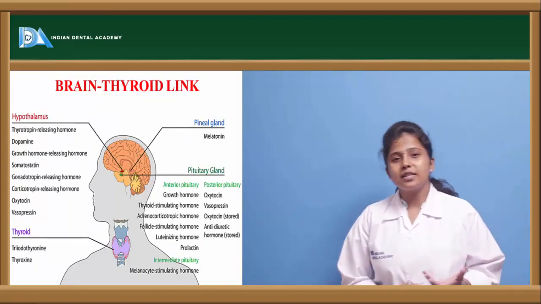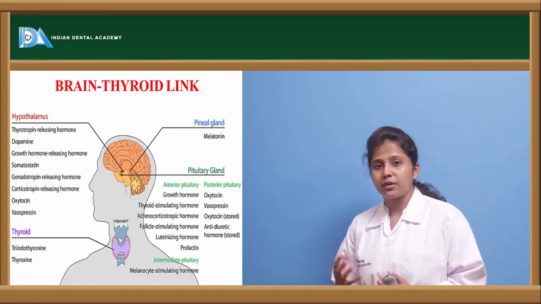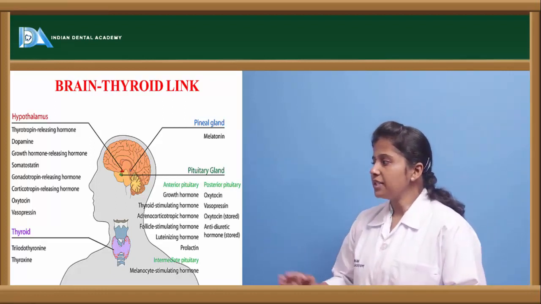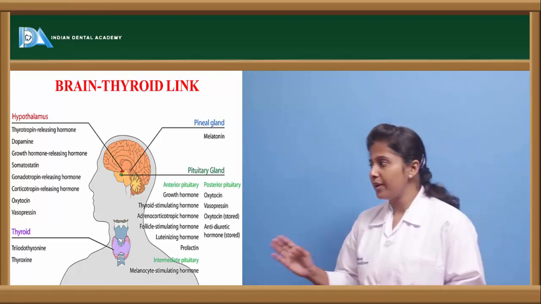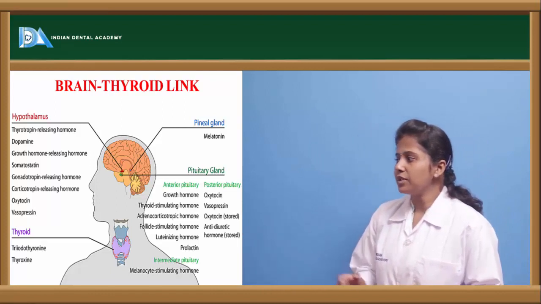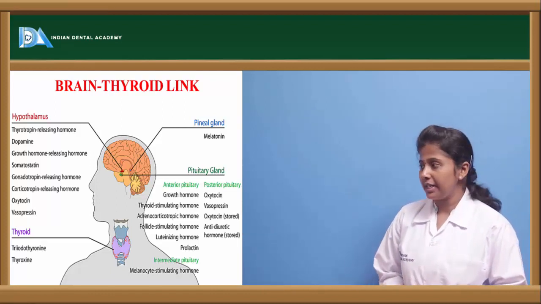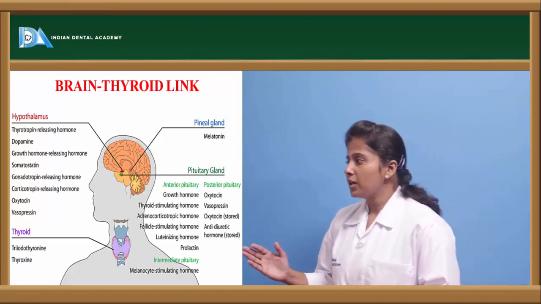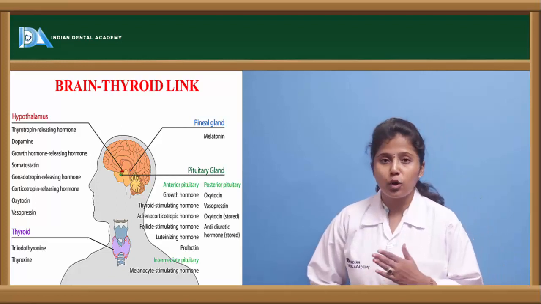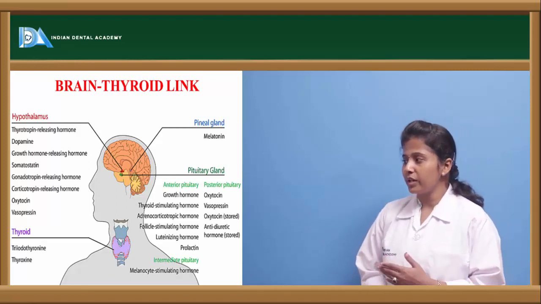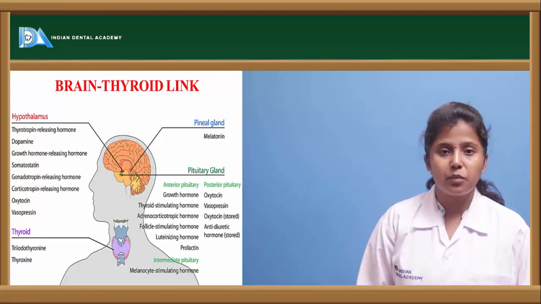So what is the linkage between the brain and thyroid? How are the brain and thyroid connected? If we see from the brain, the hypothalamus secretes hormones like thyrotropin releasing hormone, which aids in the release of thyroid gland secretions, and dopamine, growth hormone releasing hormone, somatostatin, gonadotropin releasing hormone, corticotropin releasing hormone, oxytocin, and vasopressin. So these are all the secretions of the hypothalamus.